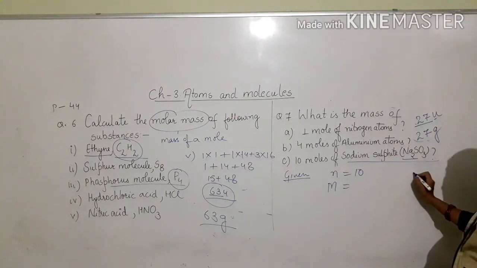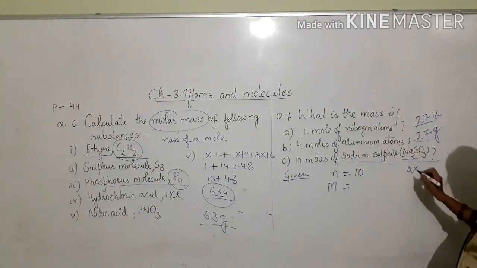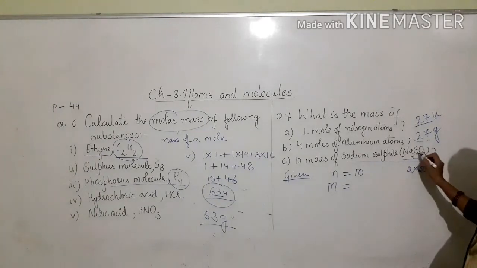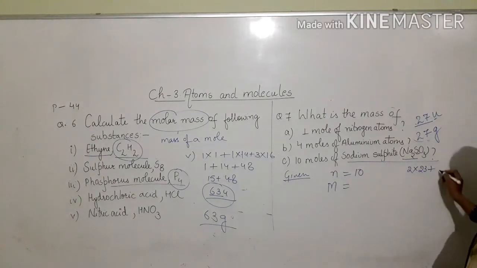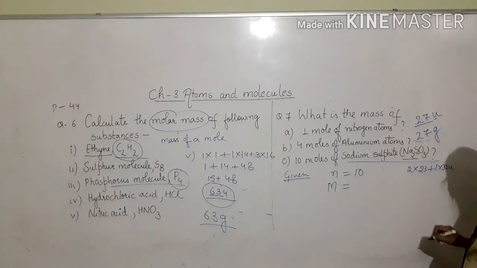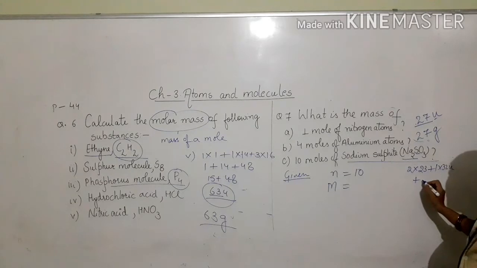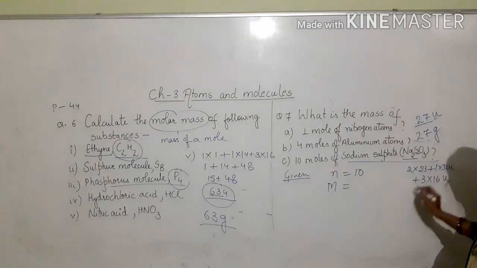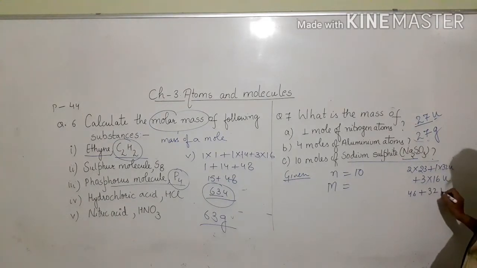One sodium atom has atomic mass 23 U. Then 2 sodium atoms will have 2 into 23 U mass, plus 1 sulfur atom which has 32 U mass, plus 3 oxygen atoms. One oxygen atom has 16 U mass, then 3 oxygen atoms will have 3 into 16 U mass. 2 into 23, it's 46, plus 1 into 32, it's 32, plus 3 into 16, it's 48.